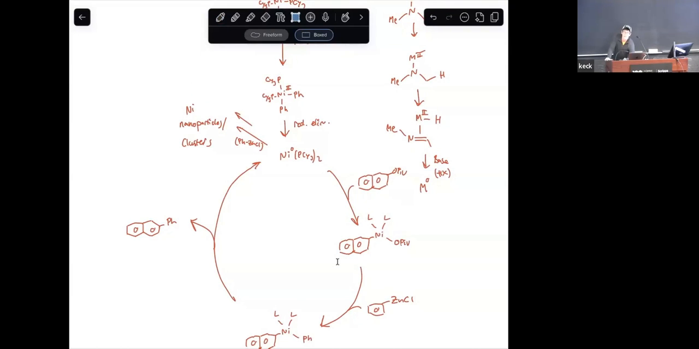Other ideas? Yeah, Oliver. This is more of a question. Why do you form the nickel black? Why is it just not stable? It's the complex form. Yeah, I think a way to think about it is that anytime you're zero-valent, zero-valent metals have a general proclivity to find each other.